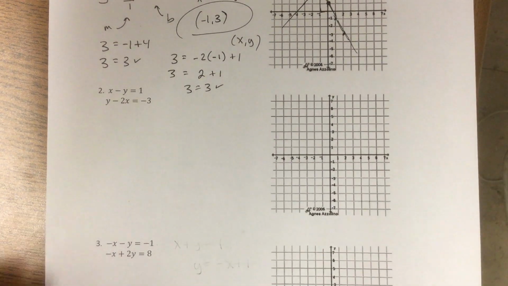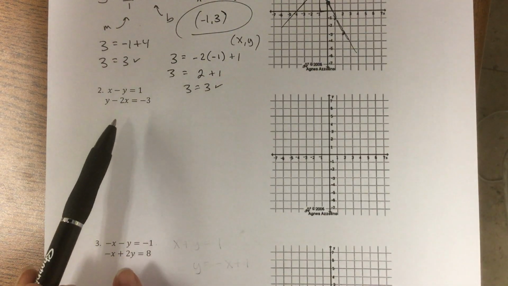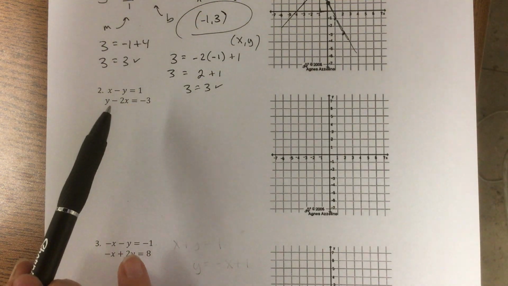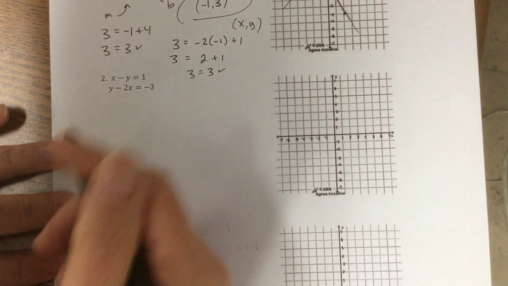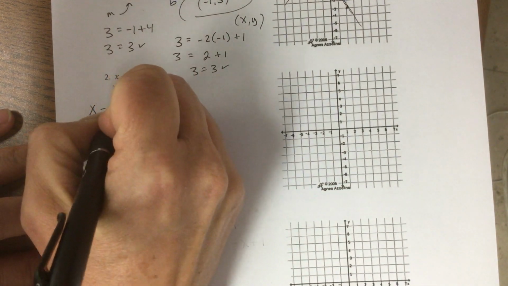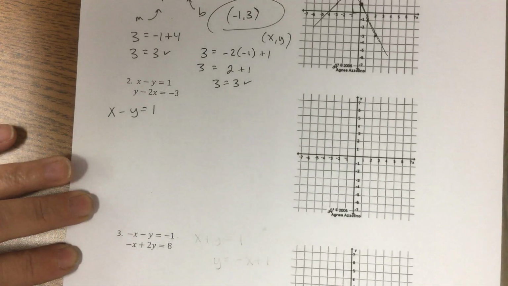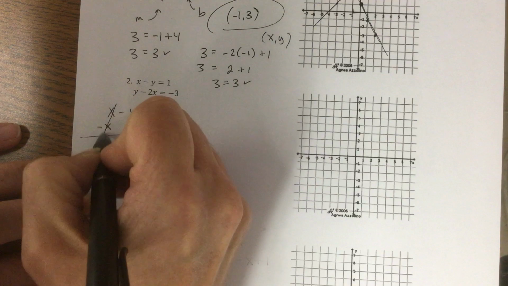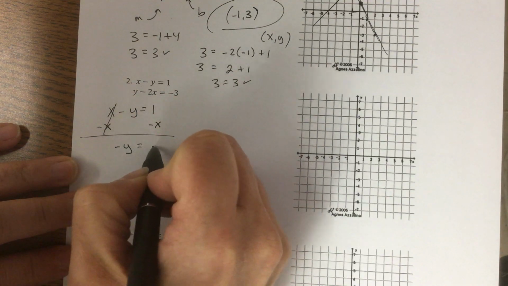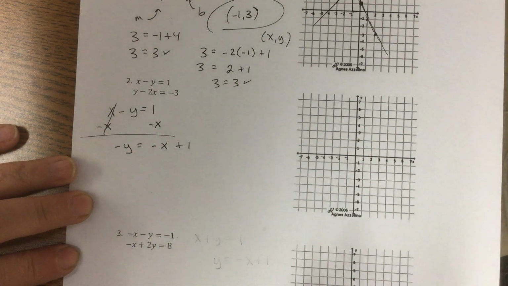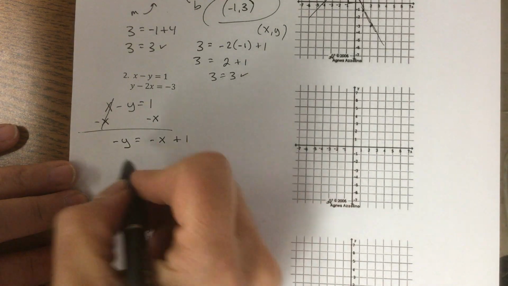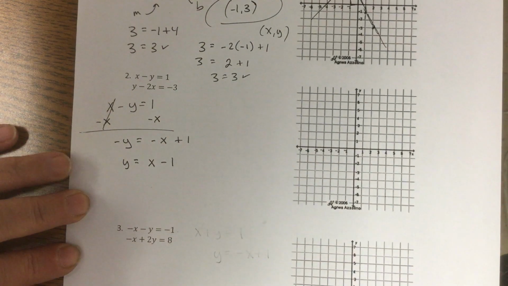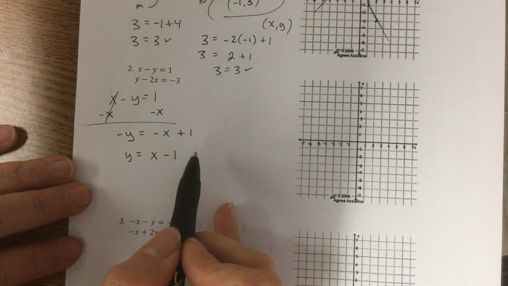Okay, for the next one, we're going to need to rearrange these equations because they are not in slope-intercept form. The y is not by itself. So if we take this first one, x minus y equals 1, and subtract x from both sides, then we have negative y equals negative x plus 1. Then we're going to divide by a negative 1, giving us y equals x minus 1. We just change the sign of everything when we divide by a negative 1.